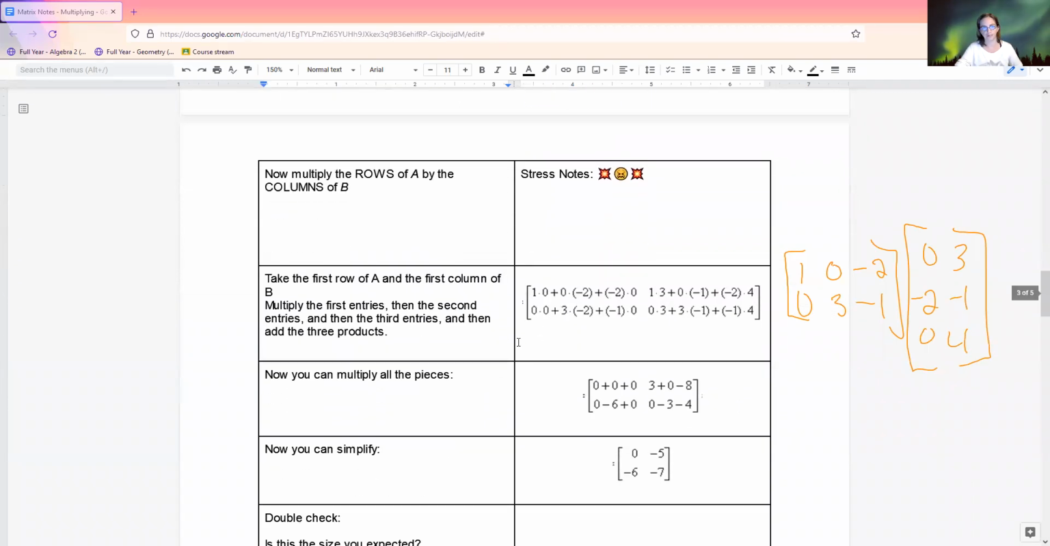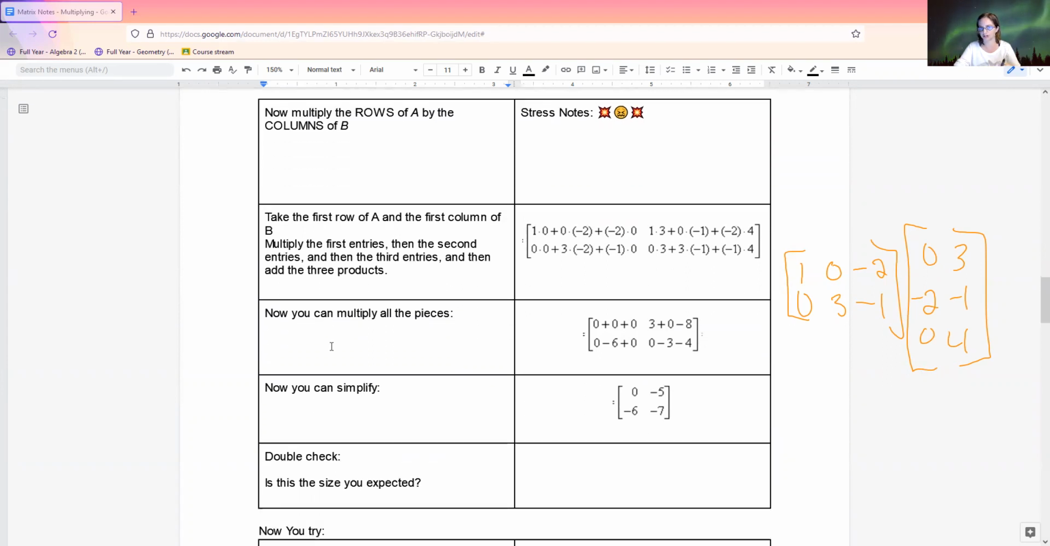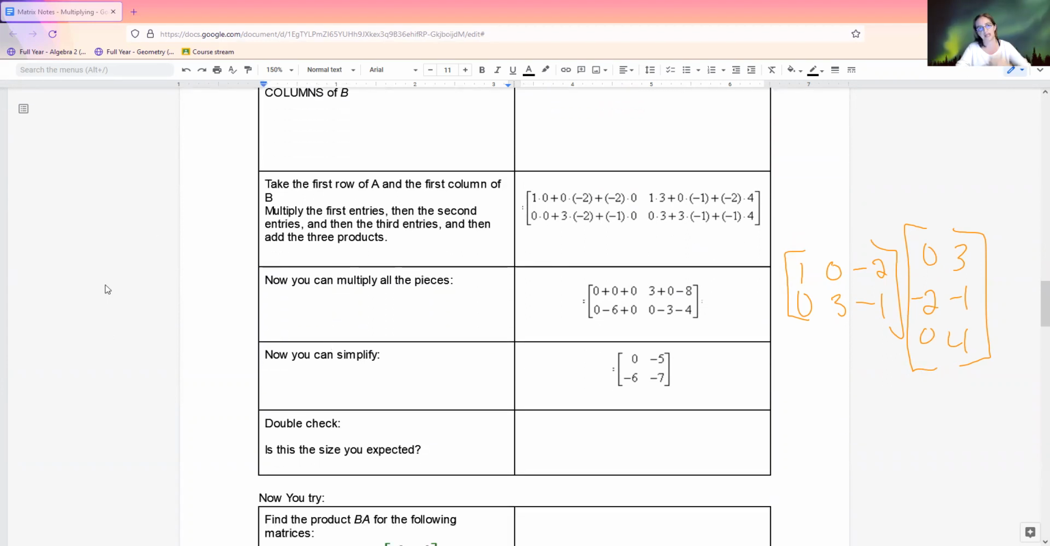Ready? Here we go. Take the rows of A, multiply by the columns of B. So we multiply the first entry by the first entry, the second entry by the second entry, the third entry by the third entry. What does that even mean, Miss Gracie? Here, let me help. We'll put it in color because color will make your life a little bit easier. The first entries by the first entries, the second by the second, third by third. So what they're saying is the row of A, this row times this column.